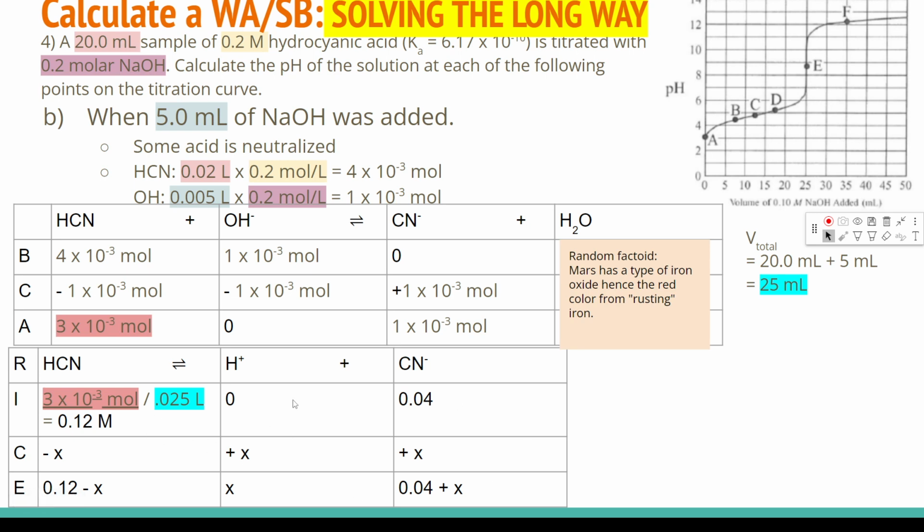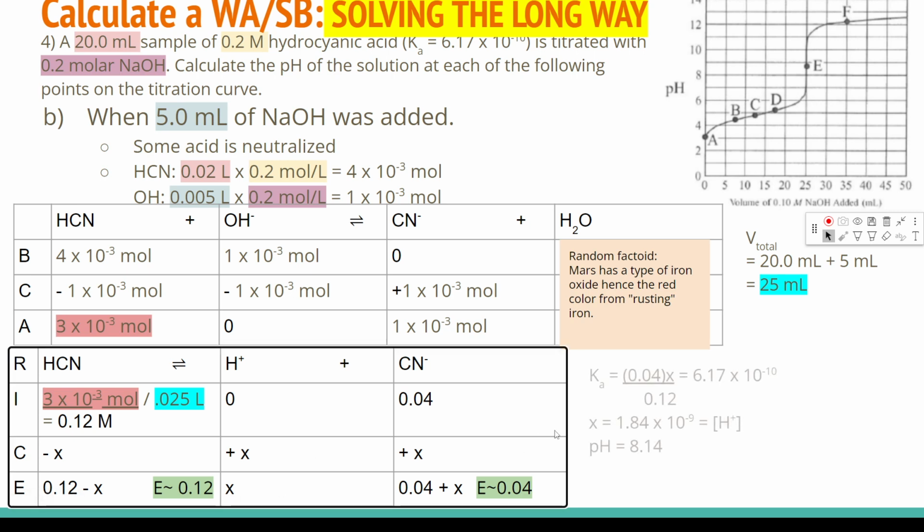And so now I have to solve my RICE table. I'm going to estimate these because, again, our Ka value is really tiny. It's 10 to the negative 10. So I could round these. Now, this one is slightly different than what we've done before because we always rounded the one that was subtracting. I can also round anything that's adding x, because remember this x value is going to be so little that adding any additional thing that's so little barely affects it, so I could just round it to 0.04. This x matters because we started at nothing, so don't round this to nothing, okay?